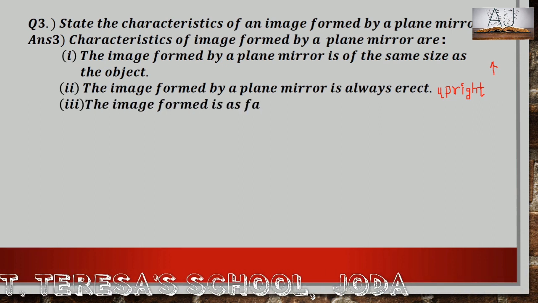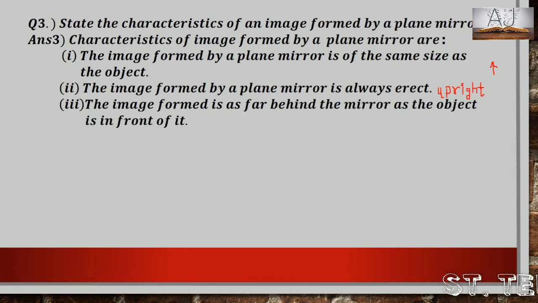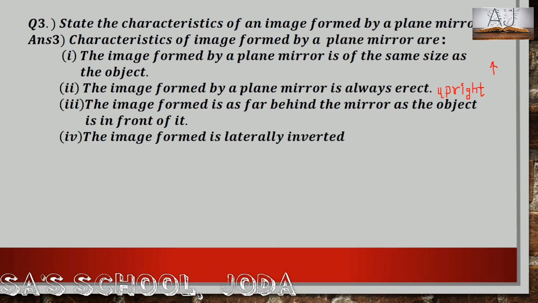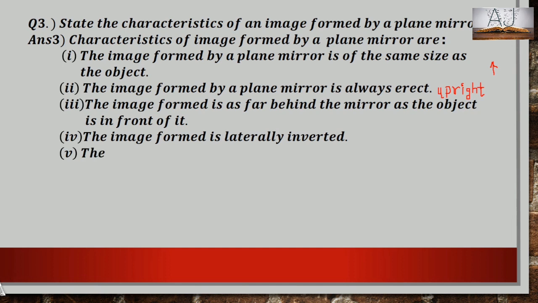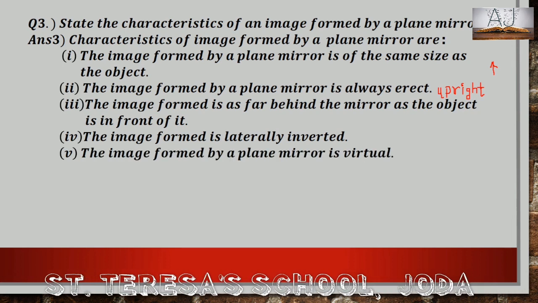Now third bit, the image formed is as far behind the mirror as the object is in front of it. Just now we proved it also, no? Image उतना ही पीछे बनता है mirror का जितना आगे उसका object होता है. The image formed is laterally inverted. I told you the left side looks right in the mirror, right towards the left.